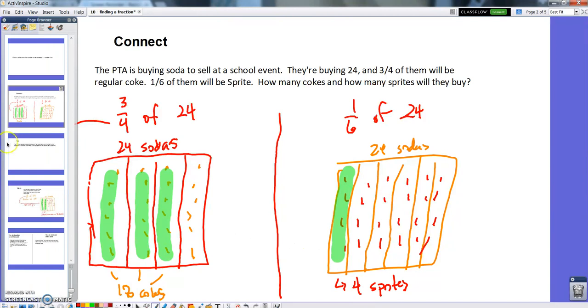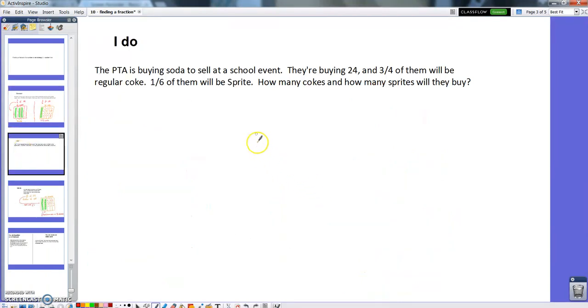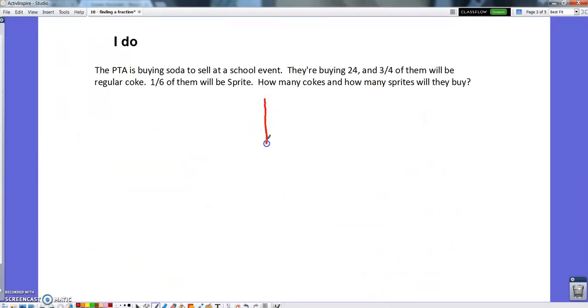So let's look at the same question, but let me give you a new strategy today. Let's talk about how to do this with a number line. And I can hear some of you rolling your eyes. I know some of you are not in love with number lines necessarily. Oh well. I love for you to know how to do them. Even if you don't choose them, I like for you to know how they work. So Coke is going to be 3/4 of the 24.